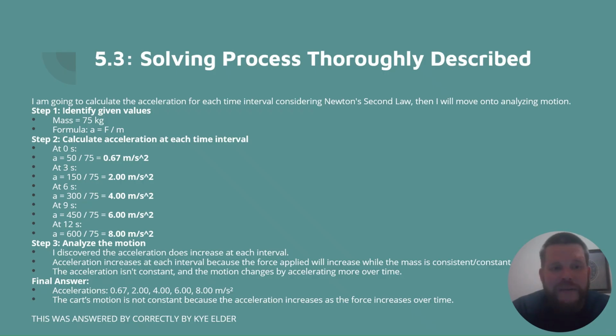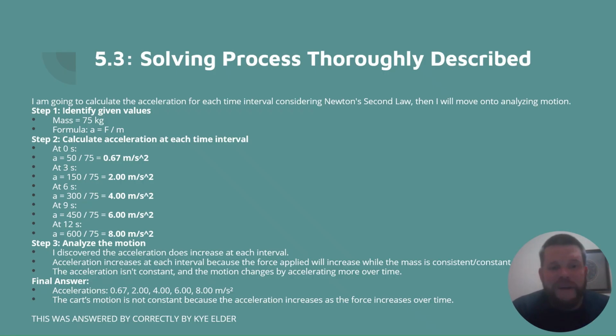At 9 seconds, A equals 450 divided by 75, so it's 6.00 meters per second squared. And at 12 seconds, A equals 600 divided by 75, which equals 8.00 meters per second squared. And then step 3, you analyze the motion.